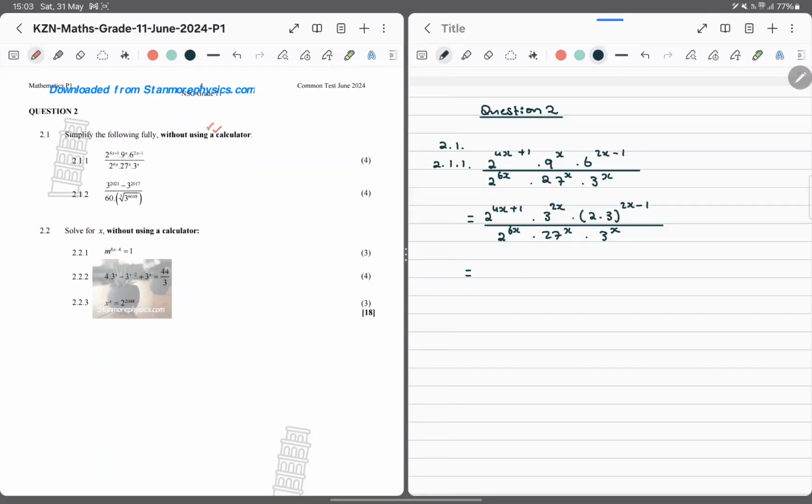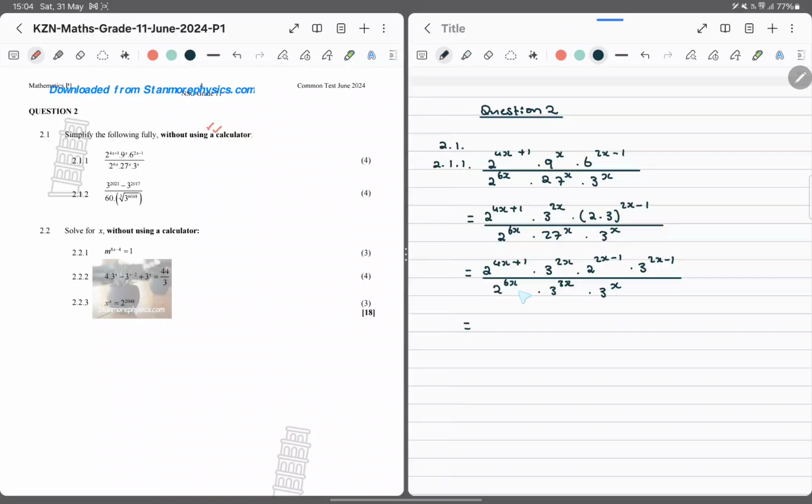Okay, sometimes take a bit of a back seat and don't rush anything. So this is 2 to the 4x plus 1 times 3 to the 2x times, now the exponent is going to distribute to both bases, all divided by 2 to the 6x. I don't know why I didn't change this. This is 3 cubed, so this is 3 to the 3x times 3 to the x, okay? Should have done this already.